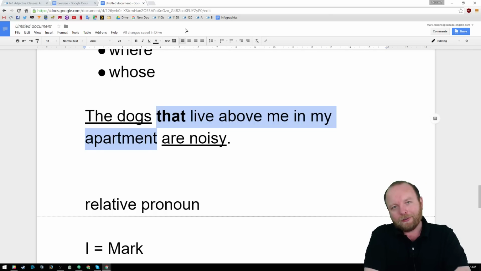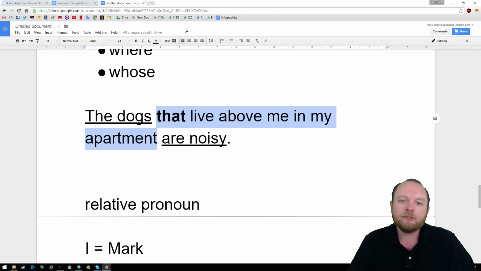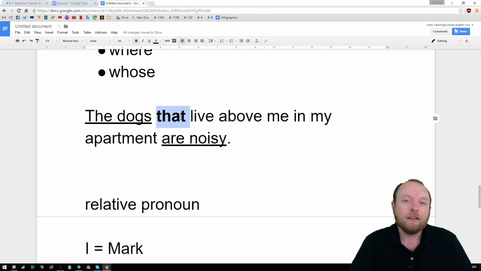Why is this important? Because now we are going to learn that sometimes the pronoun is not the subject. Sometimes it's the object. And this is where you guys get confused.